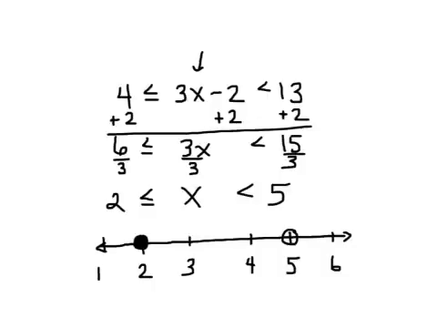Now as far as shading it goes, we want to shade everything that is greater than 2 but less than 5, which means everything in between it. Then as far as interval notating it goes, the furthest left point that we had to deal with was 2, and I put a bracket on the 2 because it was included, and I stop it at the 5 in a parenthesis because the 5 is not included. It did not have equal to.